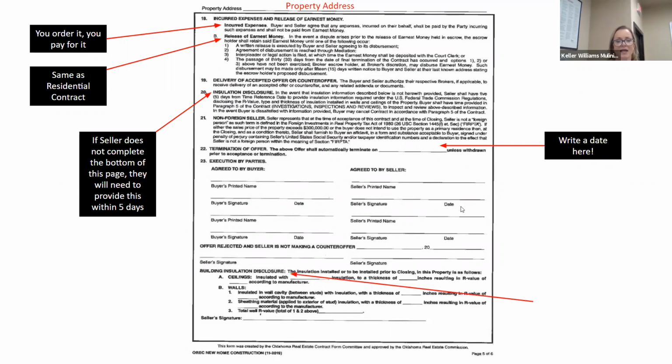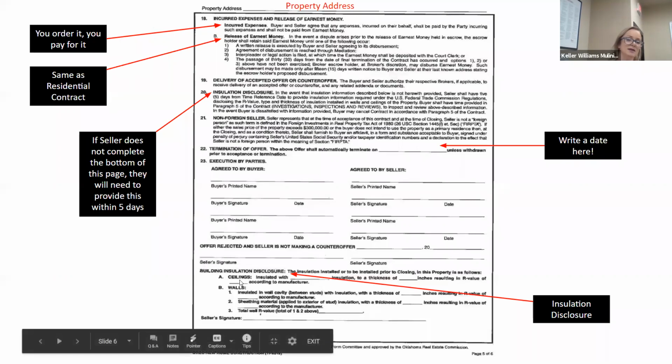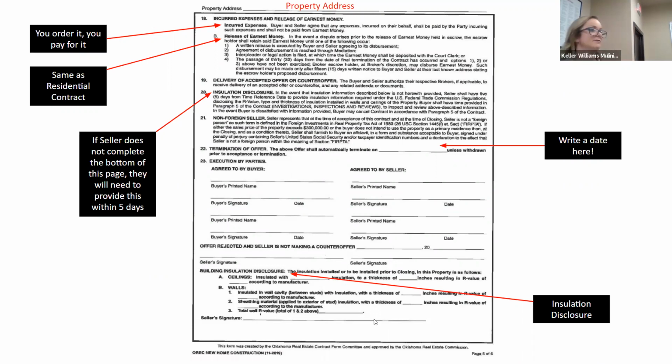And then this is what, as I mentioned before, the building insulation disclosure needs to be filled in by the seller. Now notice underneath the building insulation, it has seller's signature. That's where the builder will sign saying that he completed that information for the buyer. Okay. And last page, again, property address, write your information on it. And that is the nuts and bolts of the actual contract.